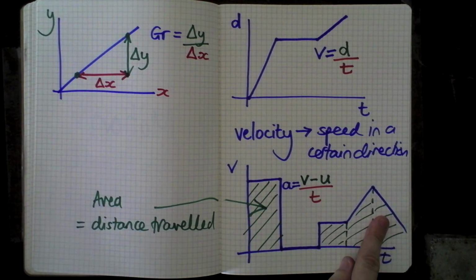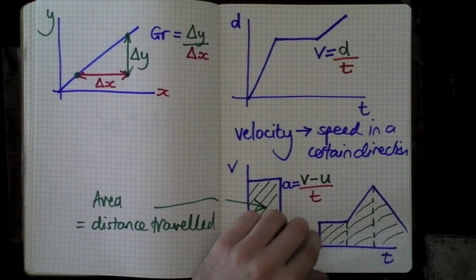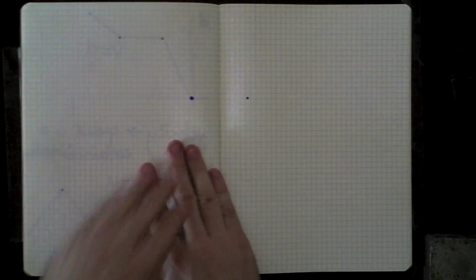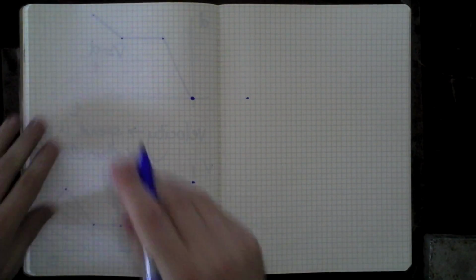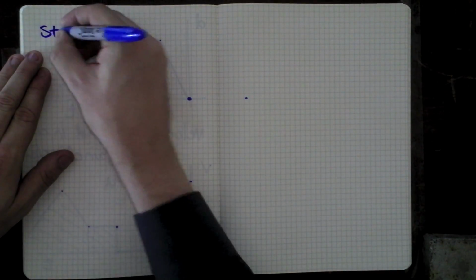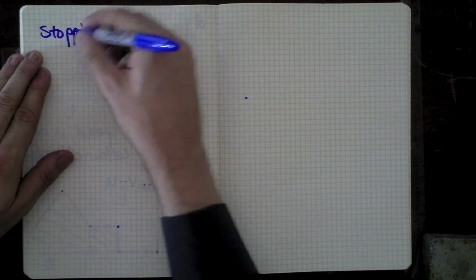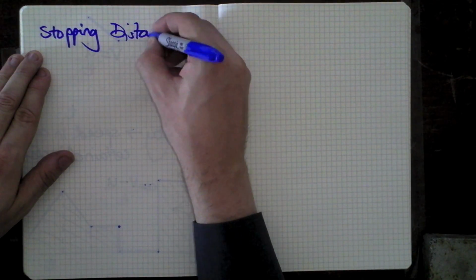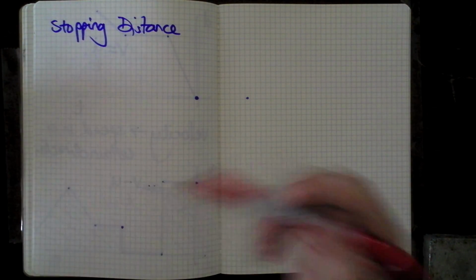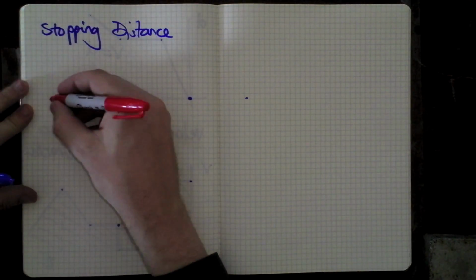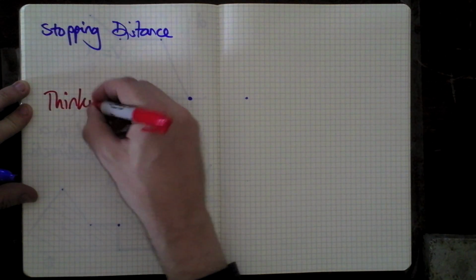Now in this case, we've just seen we've got something slowing down, a deceleration, and there's one specific application of deceleration that they do like you to know about in this syllabus, and that's the idea of stopping distance. How far does a car travel in the time it takes it to stop? And that's the easiest equation in the entire syllabus, because all it is, is thinking distance.